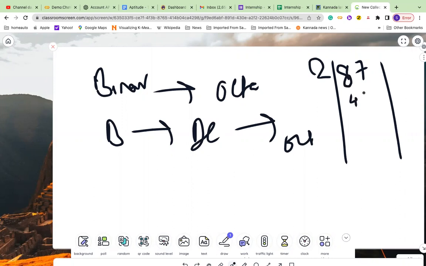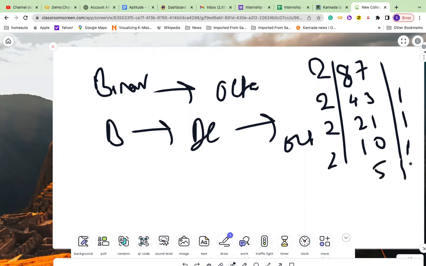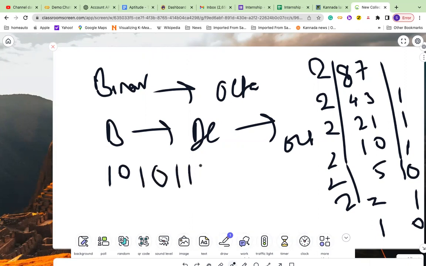So 4, 4, 3, sir. 1. So next 2, 1. 1. Then 2, 1. 1 0. 1. 1. So next 5, sir. 5. 0. 0. Next 2, 2. 2 1 and then finally 2 2, 1. 1 0. 0. Correct. What is the number? 1 0 1 1. 0 1 1 1. Correct.